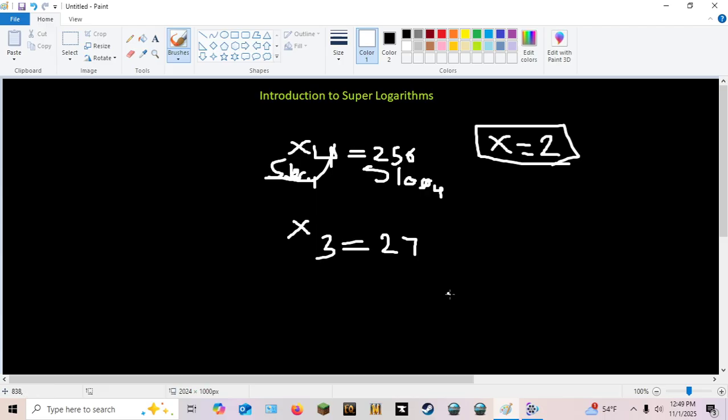Now, 3 tetrated to x equals 27. So let's go log base 3 of both sides. Let's go do that. Giving us x by itself, log base 3 of 27 is 2, because 3 tetrated to 2 equals 3 cubed, which is 27.